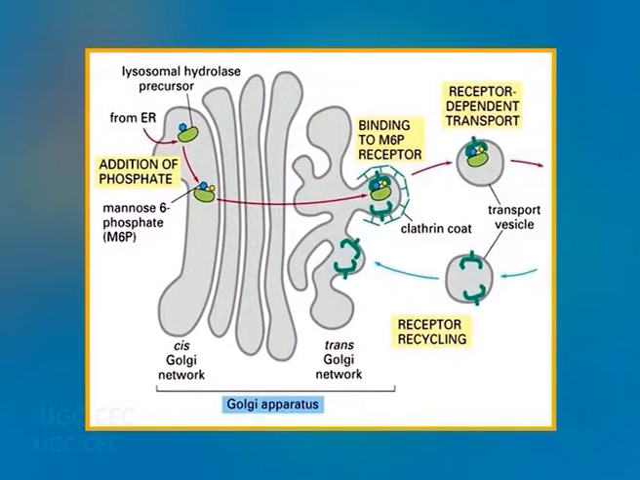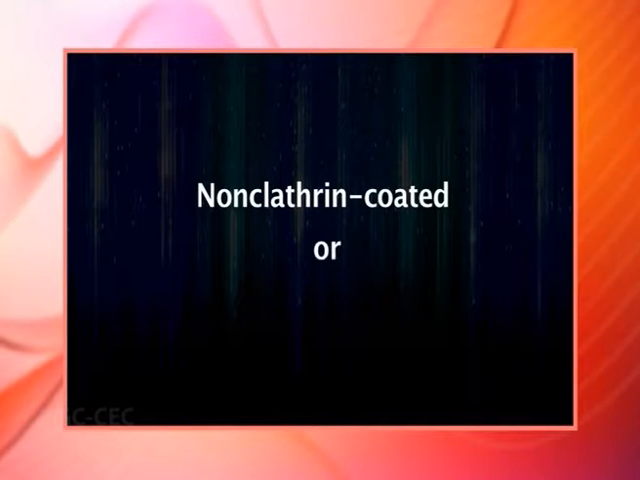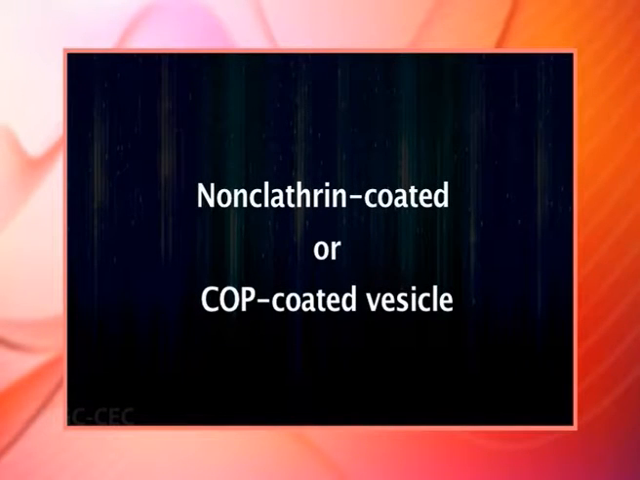The first to be described were the clathrin-coated vesicles, which are responsible for the uptake of extracellular molecules from the plasma membrane by endocytosis, as well as the transport of molecules from the trans-Golgi network to lysosomes. 2 other types of coated vesicles have been identified as budding from the ER and Golgi complex. These vesicles are called non-clathrin coated or COP coated vesicles. COP stands for coat protein.